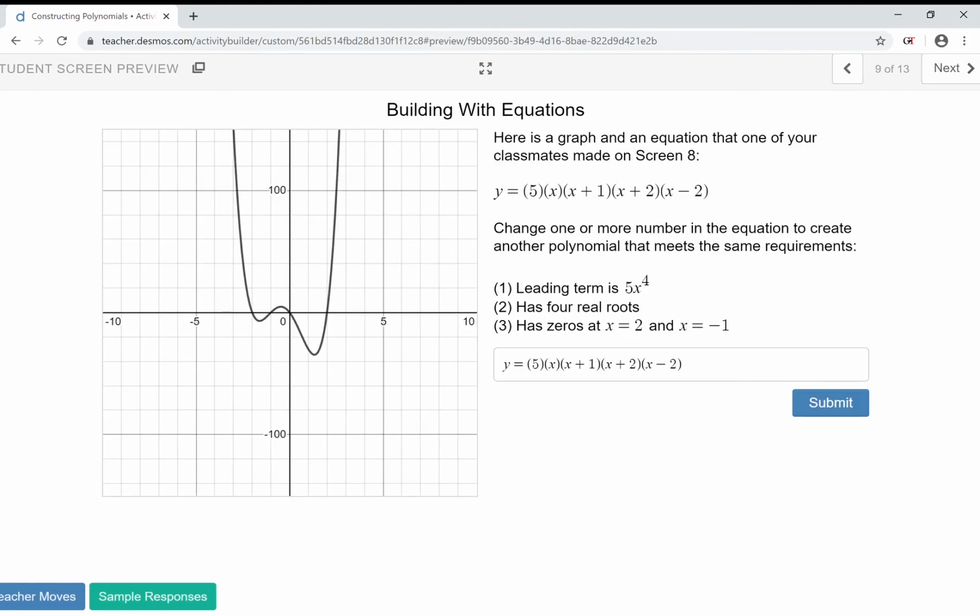All right, number 9. So here you're going to change one or more numbers so that it still meets these requirements. Okay. So you can change one of the intercepts that you do not need. You can add a multiplicity just as long as all of your exponents added up equal an even number. All right. It has to have 4, 4 real roots.